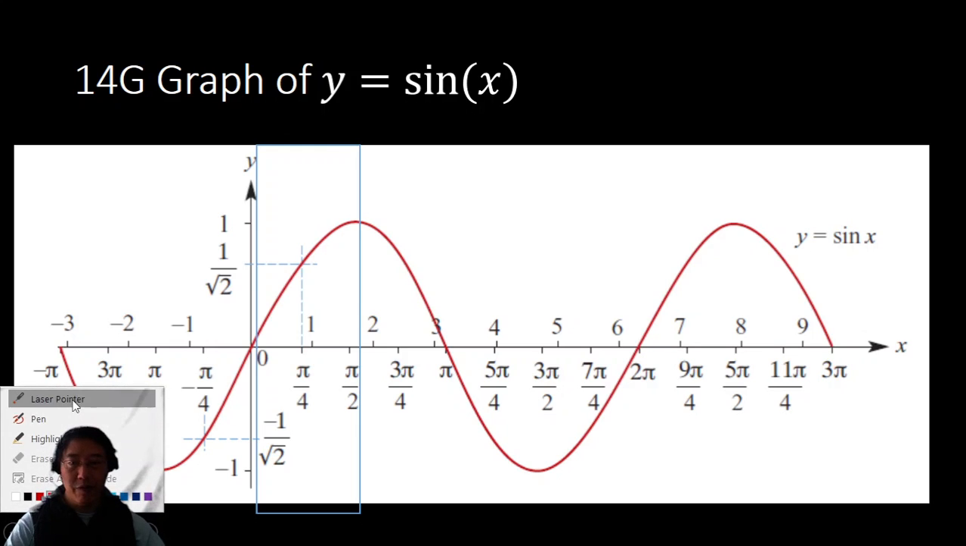I'll talk about the fact that the first wave from 0 all the way to 2 pi, notice how we go back to the same starting point, and then it starts repeating again. This is the fact that it is a periodic function.